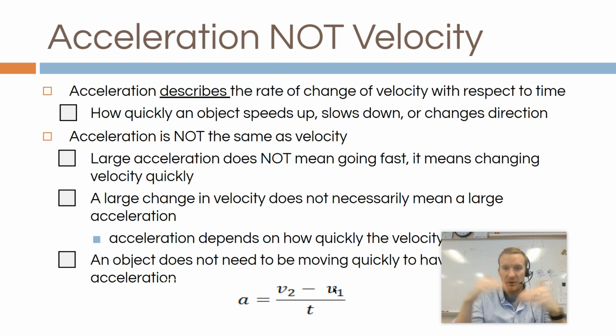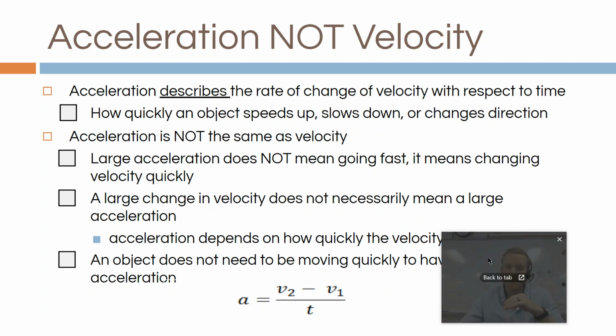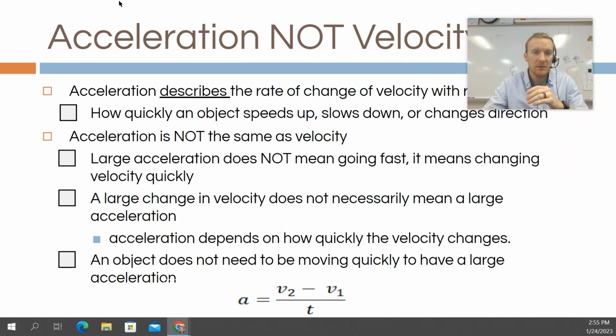And then think back to what we mentioned in terms of the relationship between acceleration and force. If you're in a car that goes from 55 to 70 really quickly, imagine the force that you would experience in order to make that happen. It's a huge jump in acceleration, which means that there's a very large force acting on you at that time too. Acceleration depends on how quickly the velocity changes, and an object doesn't need to be moving quickly to have a large acceleration.